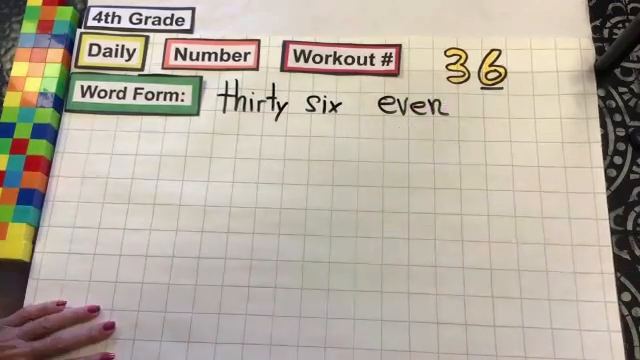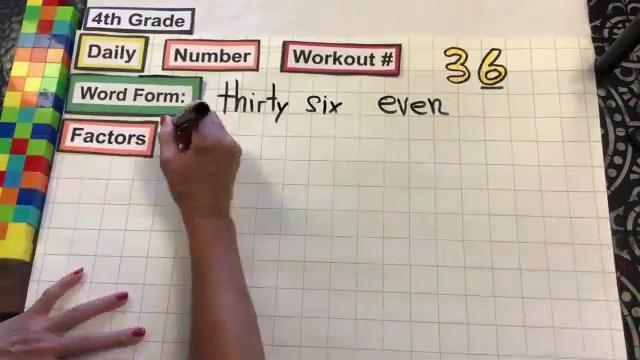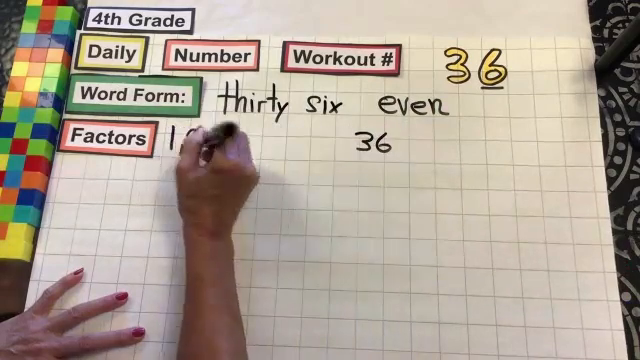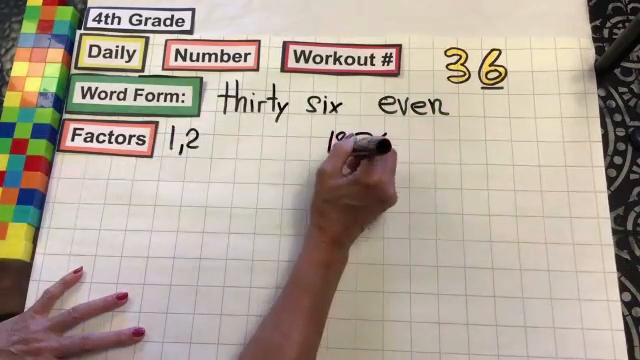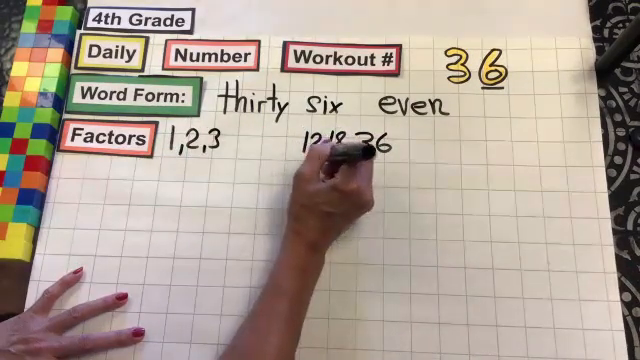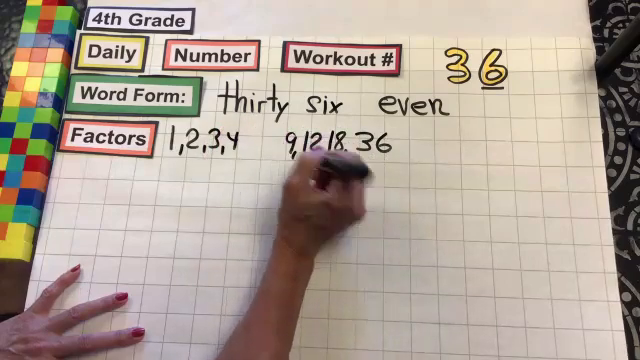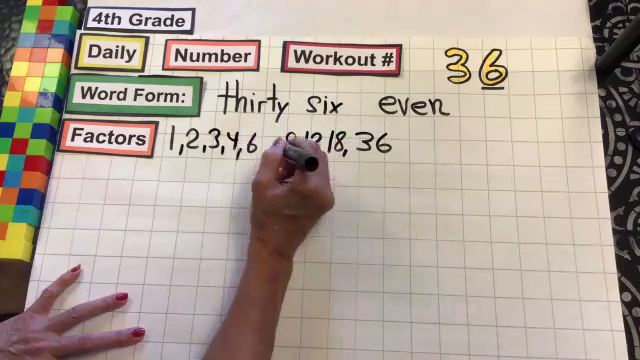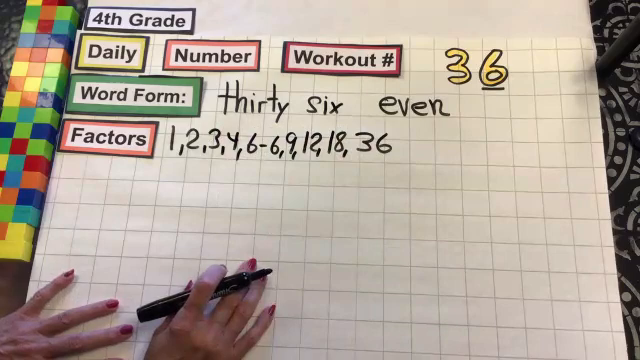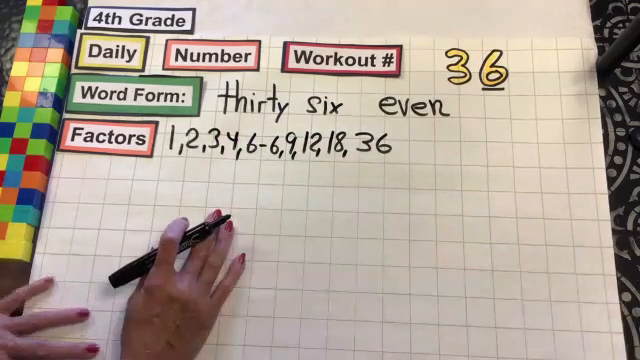All right, let's go for factors. That is two numbers multiplied together to make 36. So we know 1 times 36, 2 times 18, 3 times 12, 4 times 9, and 6 times 6. Woo, that's a lot. I should have spread it out a little bit better, huh? All right, you never know.